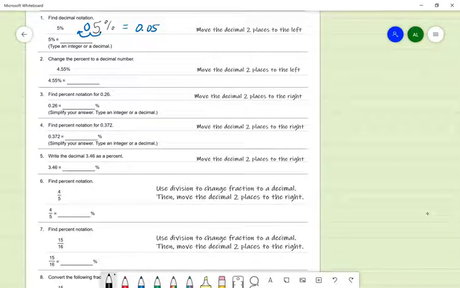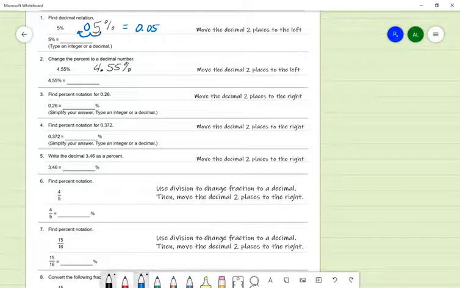The next question is change the percent to a decimal number. So again, we're moving the decimal 2 places to the left. So we're starting this time with a percent that has a decimal point. So we know that it's located exactly where it is, between the 4 and the 5.